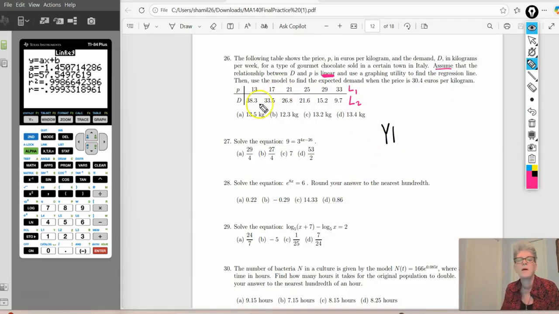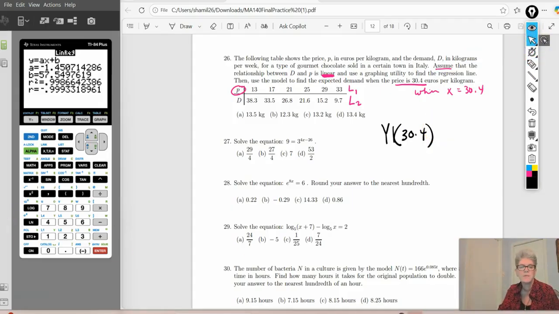Now, use the model, i.e. the regression equation, to find the expected demand when the price is 34 euros. Now, the price is an X value. So, when X is equal to 30.4. So you want to evaluate this function at an X value of 30.4. And that's what I'm going to get my calculator to do right now.